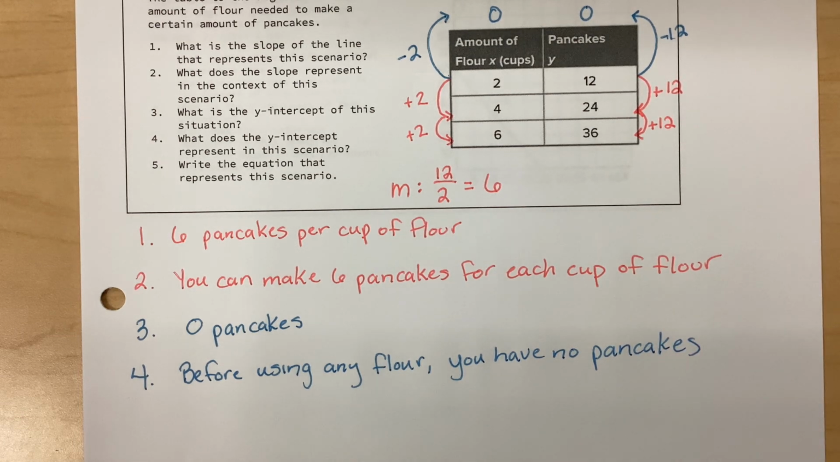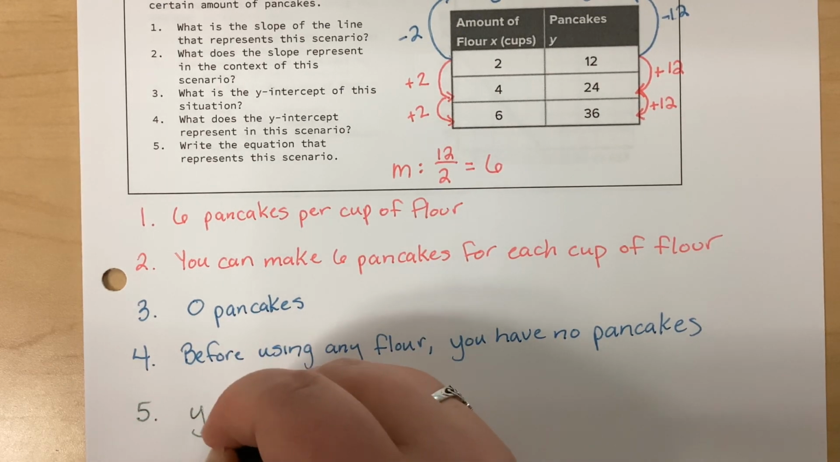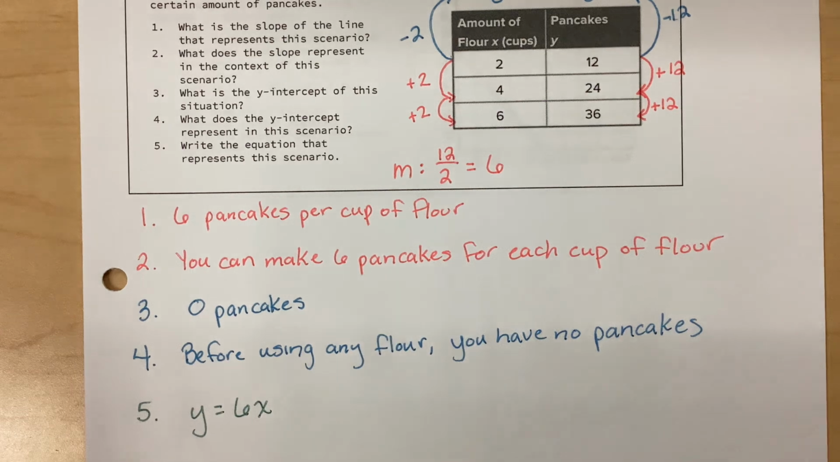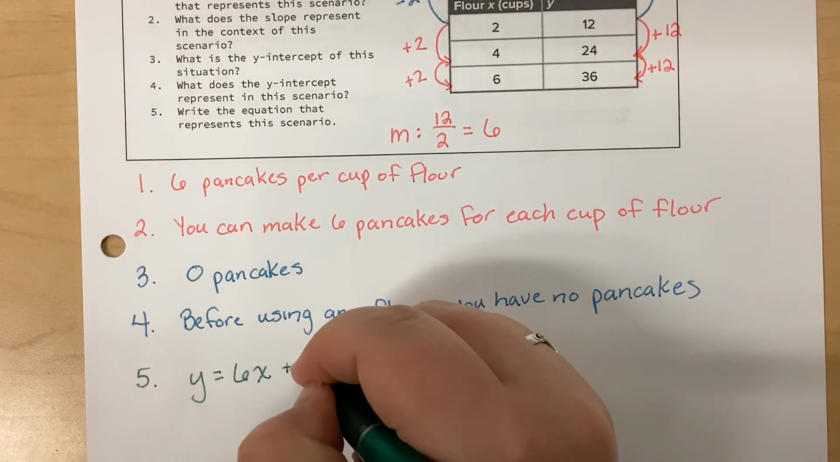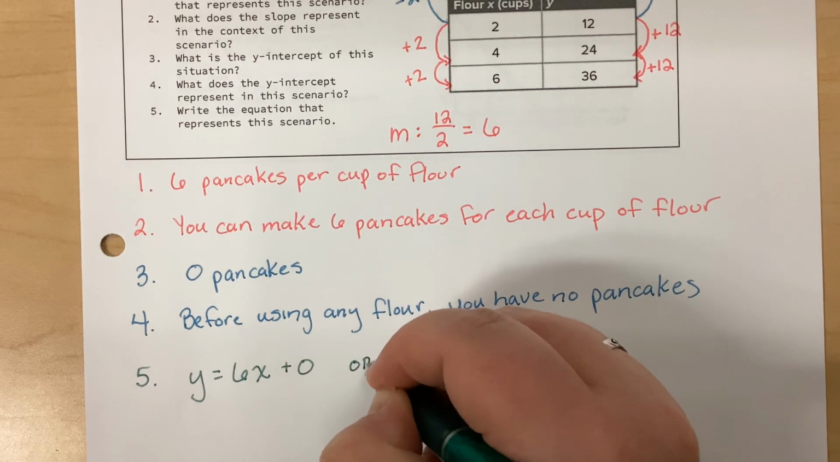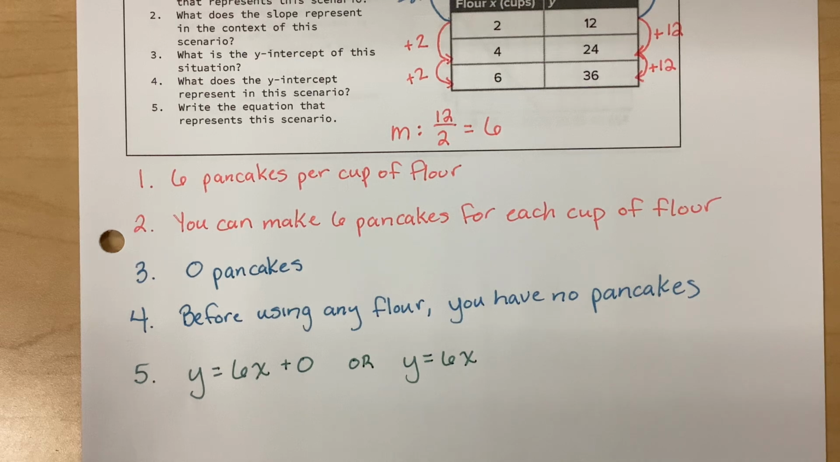All right, and the last thing we're going to do here is write our equation. So number 5, y equals mx plus b. So y equals 6x. And then I could put plus 0 if I want to, but you don't have to. I'll show both. So plus 0 or y equals 6x. Both are the same equation. All right, let's try the same thing, but from a graph.